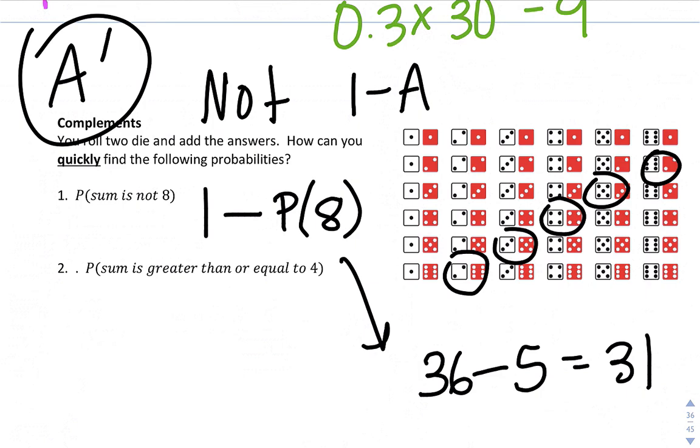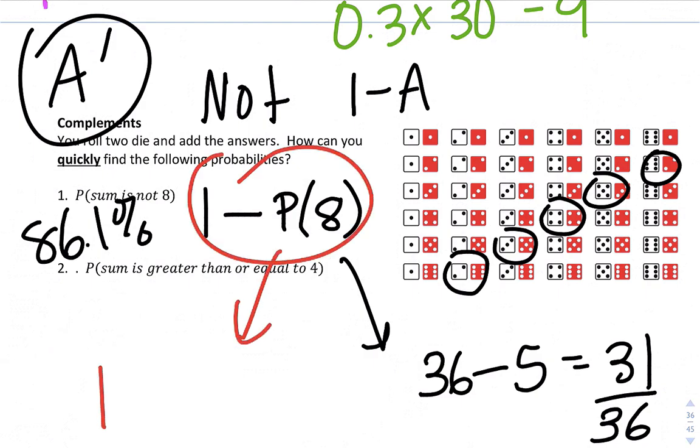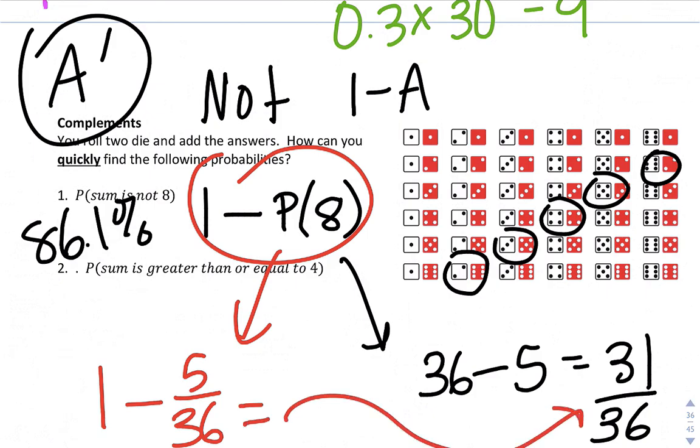All right, so if we do 31 out of 36, that will give us the probability, which is 86.1%. The probability is not 8. Okay, so again, another way that we could have done it is, I'm going to do it down here, 1 minus the probability of getting an 8, which is 31 out of 36. Okay, let's do another one.